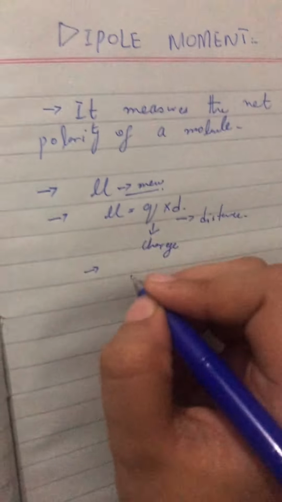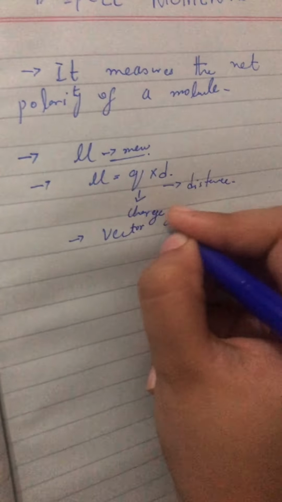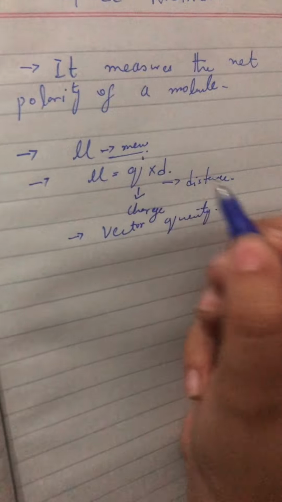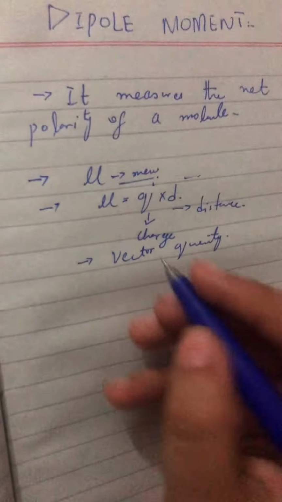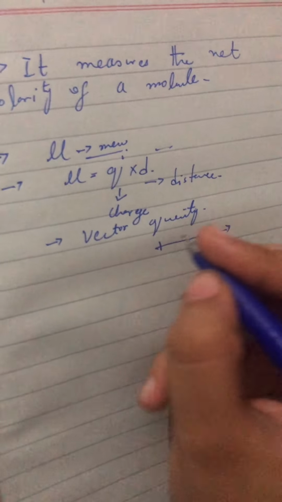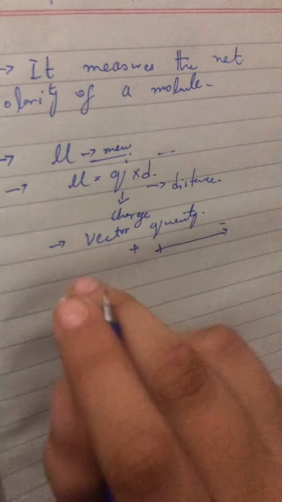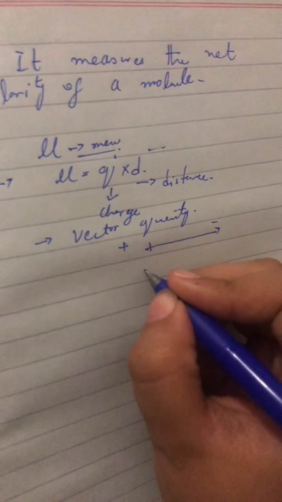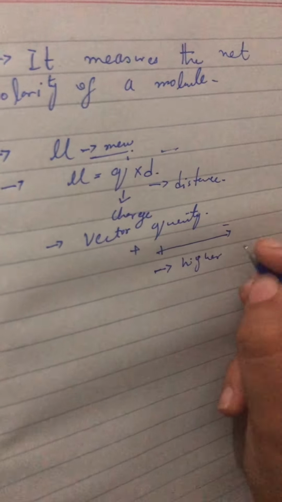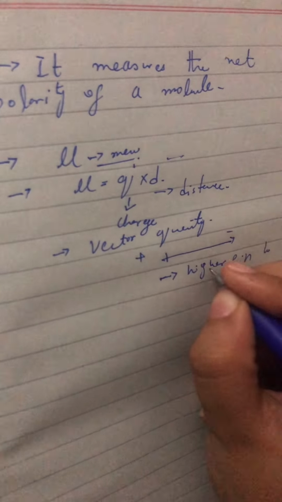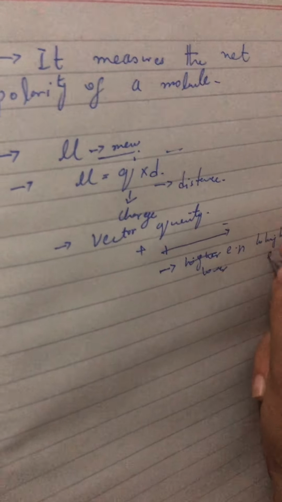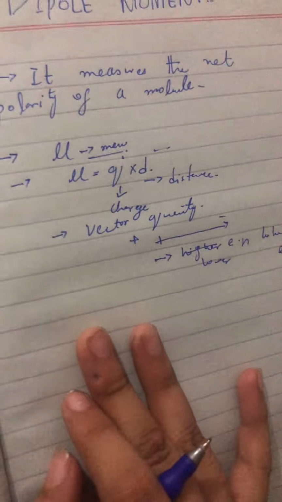Here, this is a vector quantity. This is a vector quantity because it has direction also. It always moves from positive to the negative. It always moves from the positive, which means it moves from the lower electronegativity to the higher electronegativity, right?